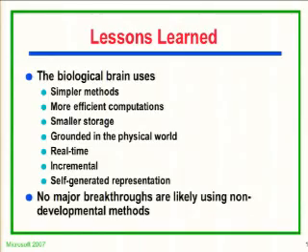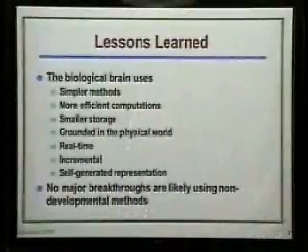So the lesson we learned in the past is that the biological brain uses simpler methods, much simpler than all the models we know so far. A better method means more efficient computation: smaller storage, grounded in the physical world, real-time computation, incremental, and self-generated representation. Only very few studies include all those things.